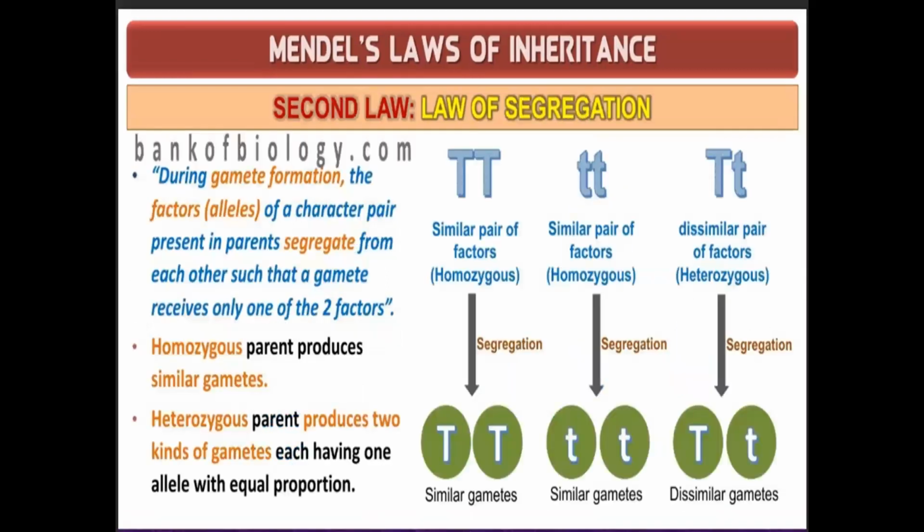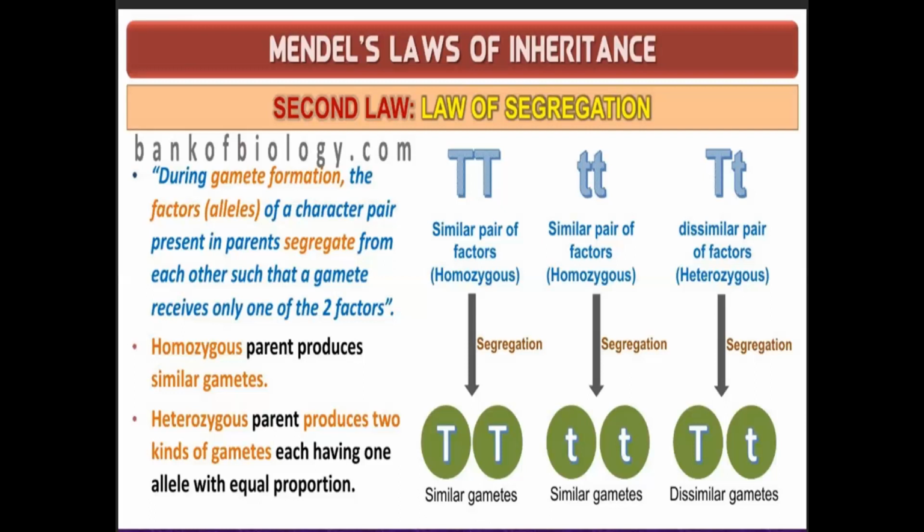Then the second law, the law of segregation. During gamete formation, the factors of the character pair present in the parents segregate from each other such that a gamete receives only one of the two factors. What Mendel said is there are two factors, capital T and small t. Let us take the example. When there is gamete formation, when I write the Punnett square, I separate the capital T and small t and write them. These are the gametes. That is the law of segregation.